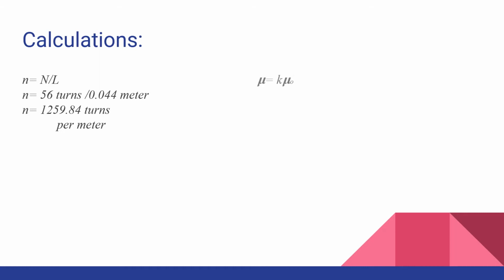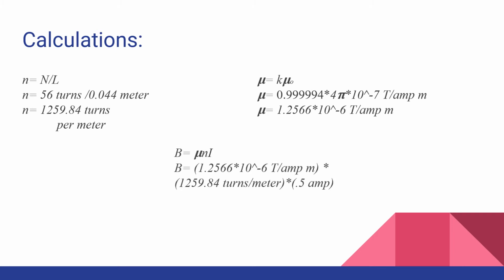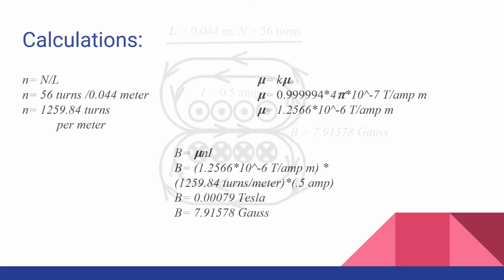Next, mu is calculated by multiplying the relative permeability of the core, K, by mu naught, ultimately producing a mu of 1.256 times 10 to the negative 6. Finally, the magnetic field induced by a solenoid can be calculated. The magnetic field B is the product of mu, the turn density, and the current. This, for the solenoid built at the center of the coils, has a magnetic field of 7.9 times 10 to the negative 4 teslas, or 7.915 Gauss.